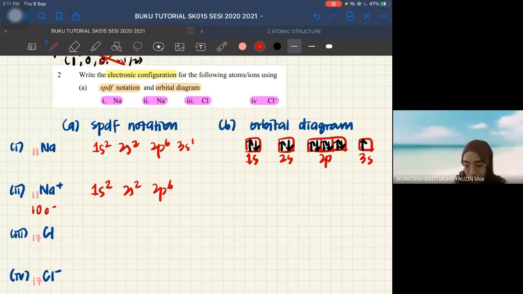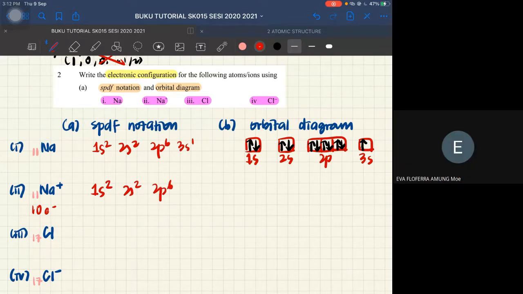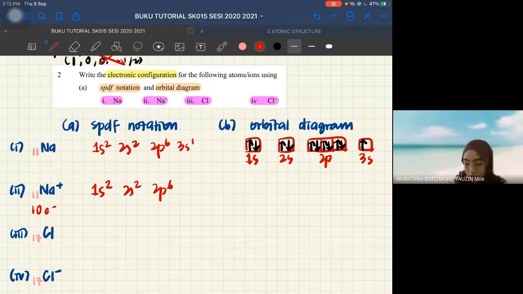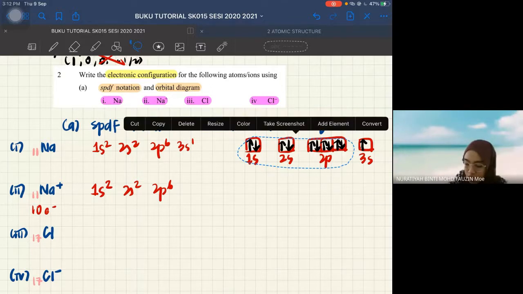Is there 3s1? No, okay. You already removed one electron from your 3s orbital for sodium plus. So this is the answer. Okay, I'll just copy it.